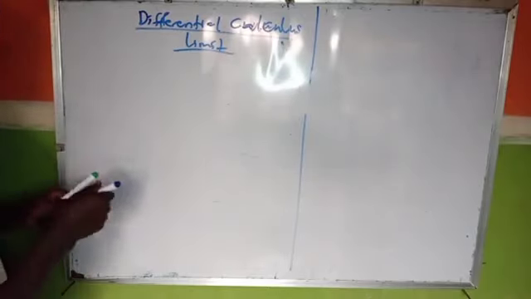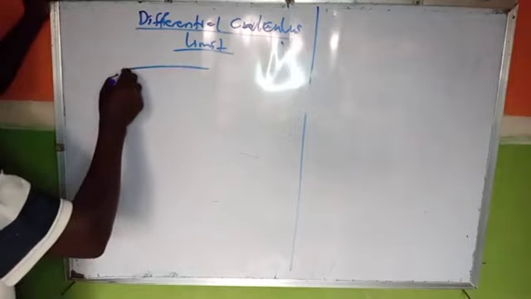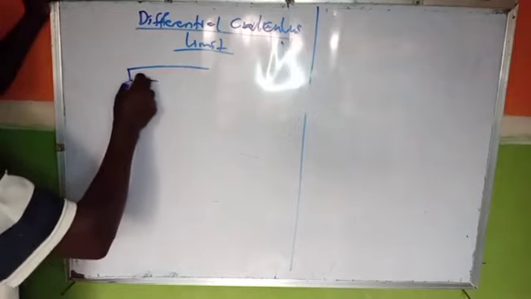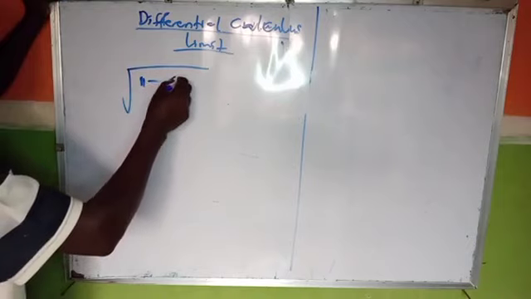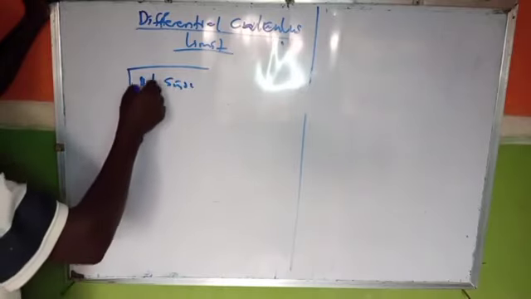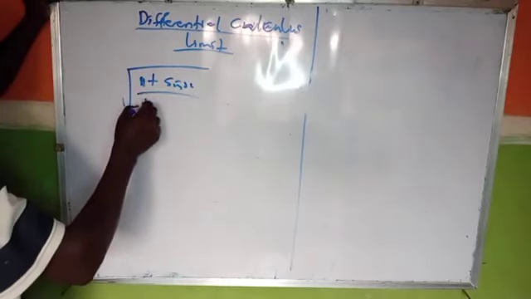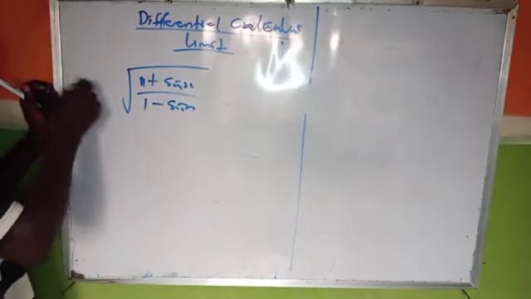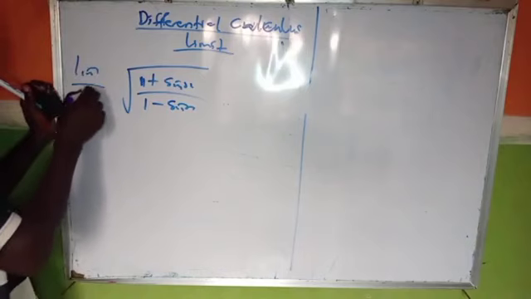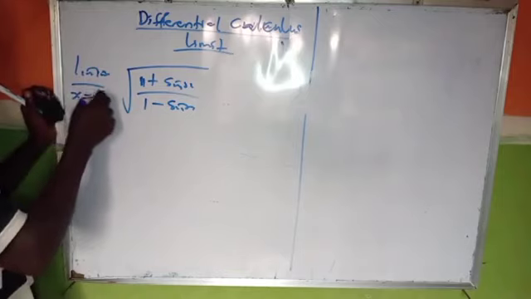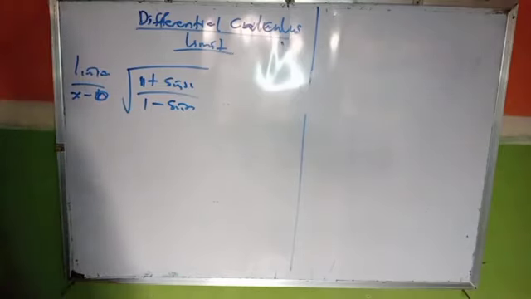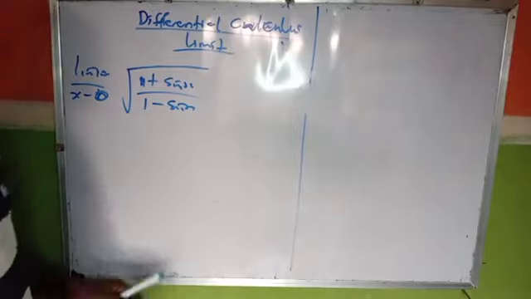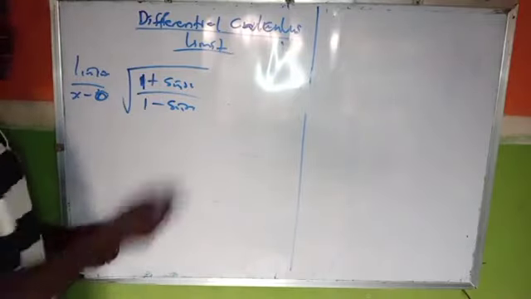Let's say you have something like this: 1 minus sine theta over 1 minus sine theta. Now, what you have here is the limit as x tends to 0. If you have something like this, what are you going to use?